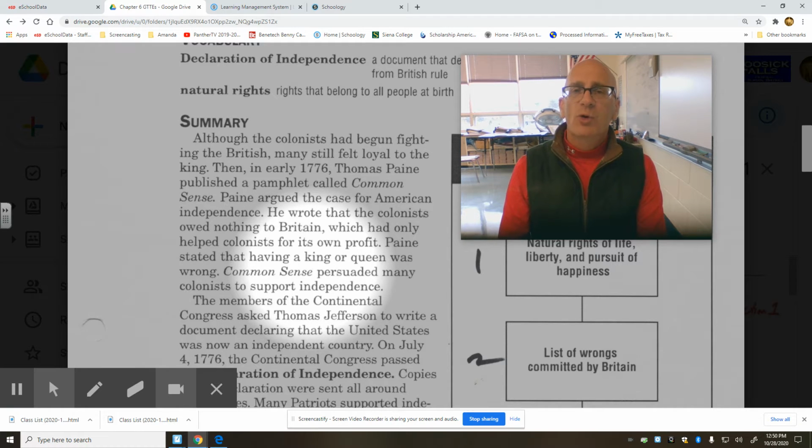We will talk more about Thomas Paine in class. We'll see a couple of video clips about his life and about his pamphlet called Common Sense, which was a major influencer of public opinion in the colonies in the months before the colonies declared independence.